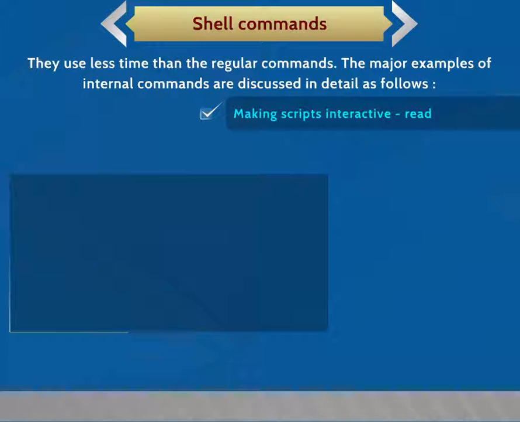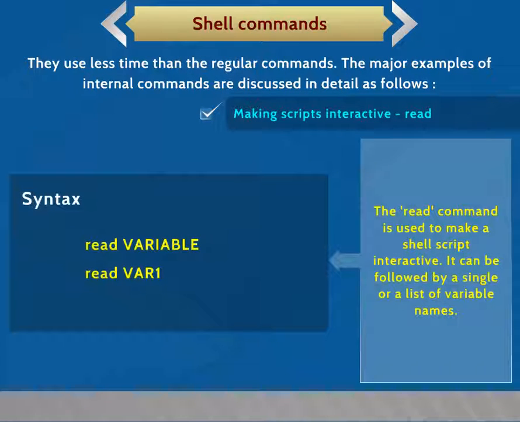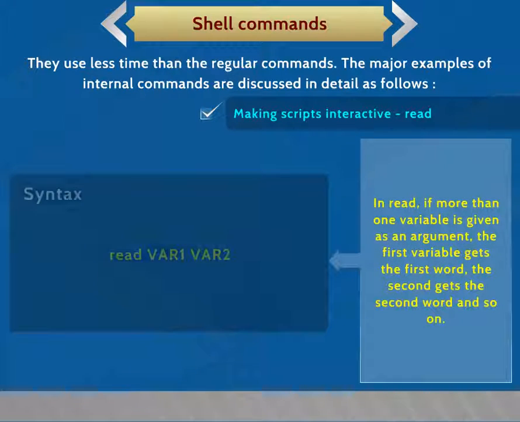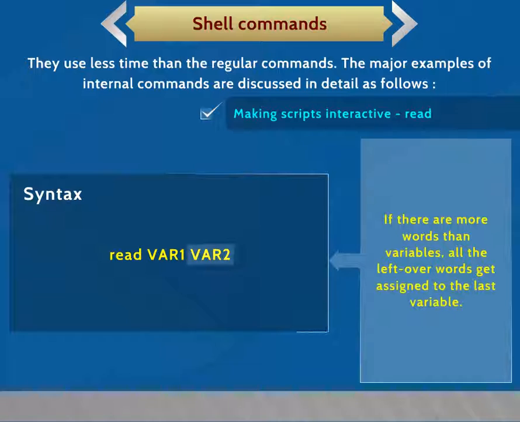Making scripts interactive, read. The read command is used to make a shell script interactive. It can be followed by a single or a list of variable names. The input given through the standard input is read into the specified variables. In read, if more than one variable is given as an argument, the first variable gets the first word, the second gets the second word, and so on. If there are more words than variables, all the leftover words get assigned to the last variable.